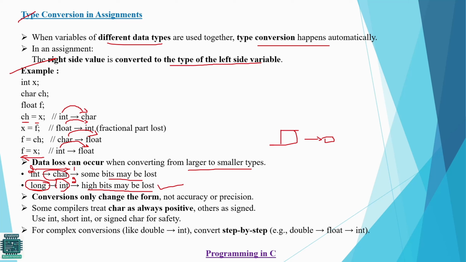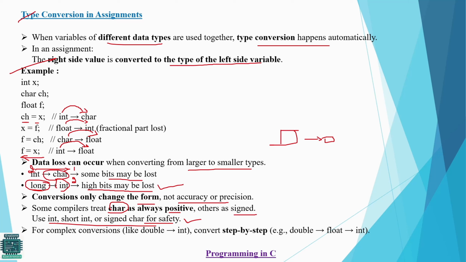Now, conversion only changes the form but not the accuracy or precision. It can change only the form, but it can't change the accuracy and the precision value. Some compilers treat char as always positive, others as signed. Use int, short int, or signed char for safety. For safety purposes, you should use this while writing your program.